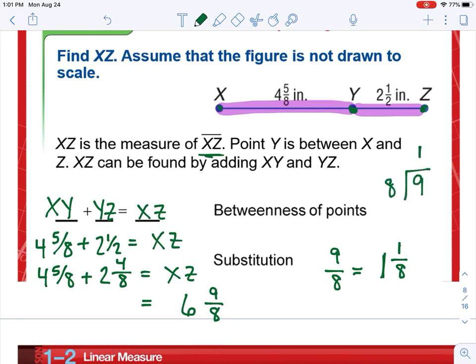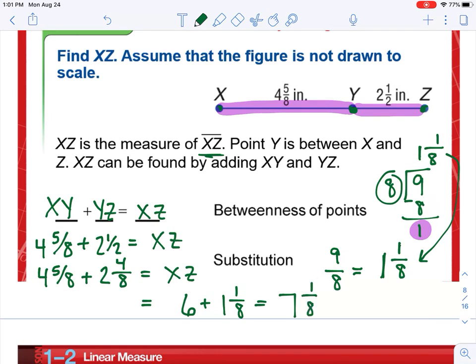I'll show you real quick how to do the division. We do 9 divided by 8. We have 1. Our remainder is 1, right? This will go in our numerator. And our value out front will go in our denominator. So you'll see these are the same. So if 9/8 is the same as 1 and 1/8, we can go ahead and solve and know that this is 7 and 1/8. Ooh, don't forget our units. Inches. And the value it equals is XZ. All right.